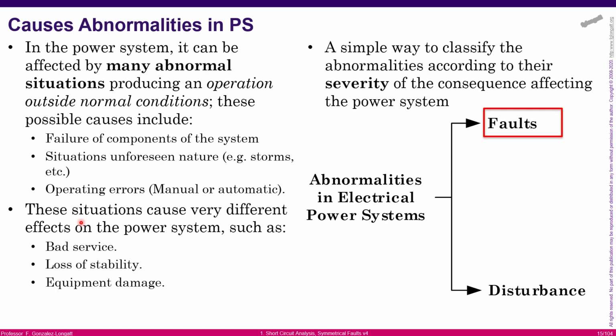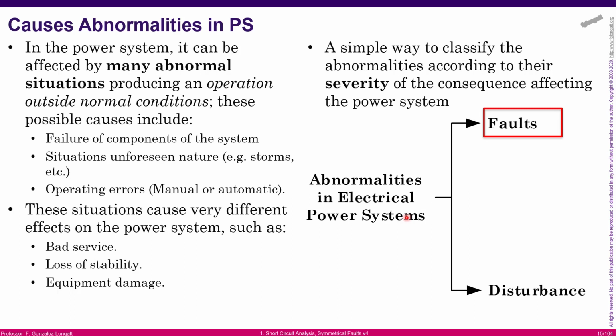And of course, beyond the blackout, there are other possibilities. I don't want to go there, but there is a possibility that we have equipment that is damaged because of the abnormality, and also there is a possibility that people die from this, okay? I will not go there. What I want to say is that power system abnormalities can be classified in two very broad areas, okay? One of them is faults. That is the topic that we are covering later today.